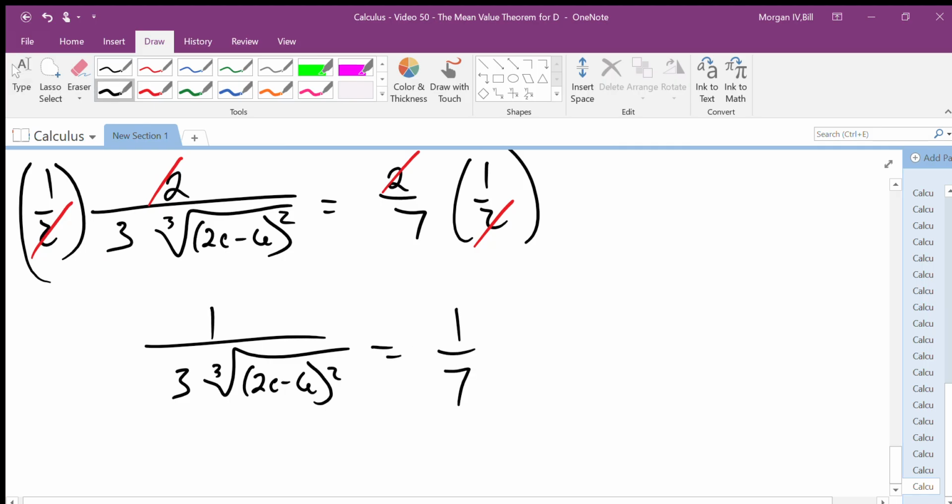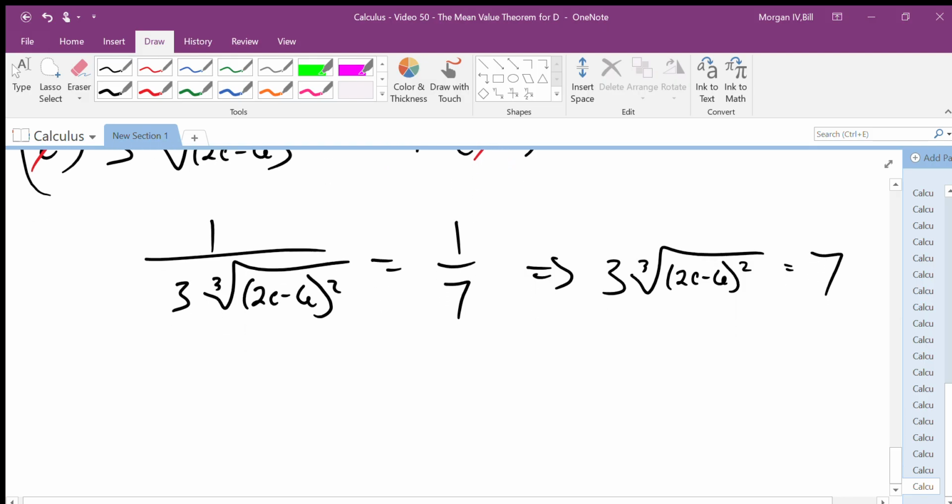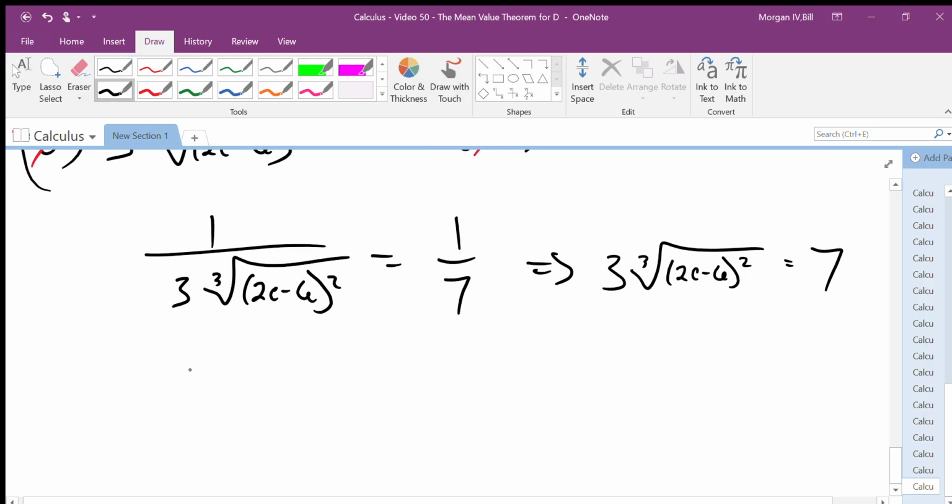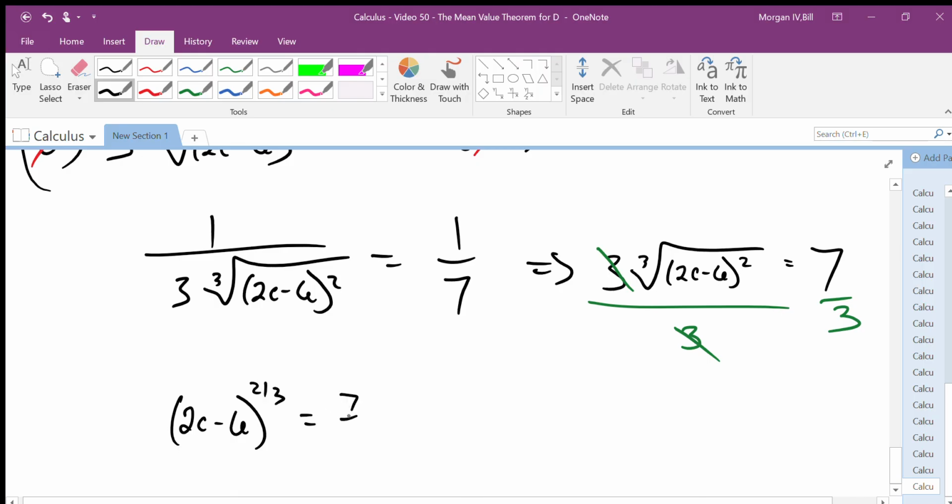You can cross multiply, or you can just reciprocate both sides. It's going to come out the same. This says that 3 times the cubed root of 2c minus 6, squared, is equal to 7. Looks like it's not going to be a nice number, but let's keep going. Divide both sides by 3, trying to solve for c here. Let's write it as 2c minus 6 to the 2/3, maybe that's easier, is equal to 7/3.